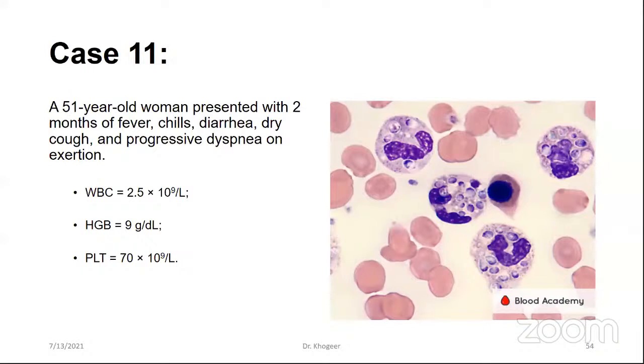Meaning you should not become confused and say, this is a blast. No, this is a mature lymphocyte, but it's very abnormal, atypical due to the infection. But usually COVID patients present with severe lymphopenia, so sometimes it's difficult to find a good number of lymphocytes to give a good morphological assessment.